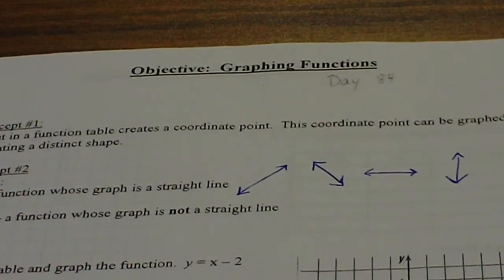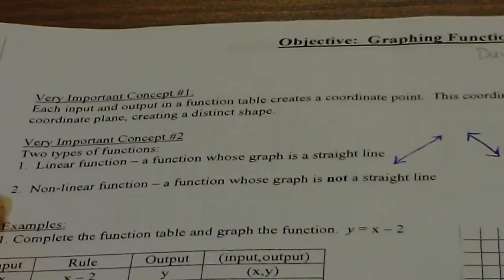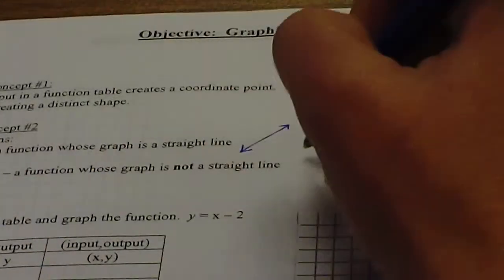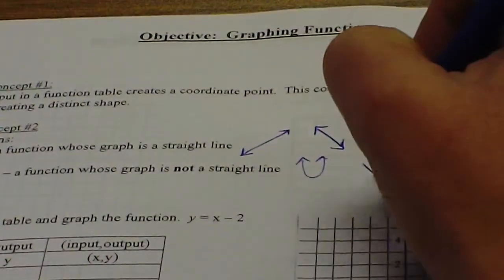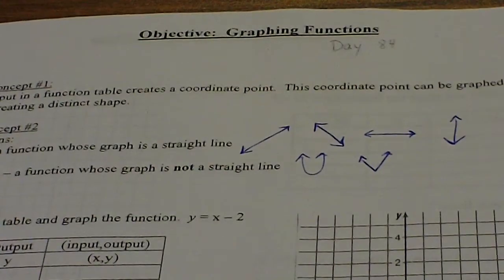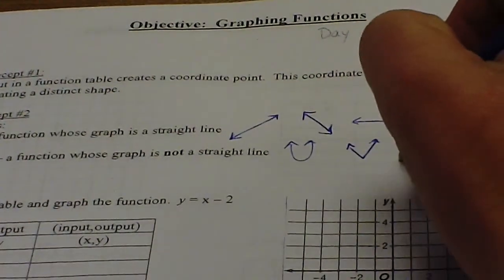If you don't have a linear function, then you have a nonlinear function. A nonlinear function is a function whose graph is not a straight line. So something curved, something rigid like that, those would be nonlinear functions. And maybe it looks like an S. Okay?